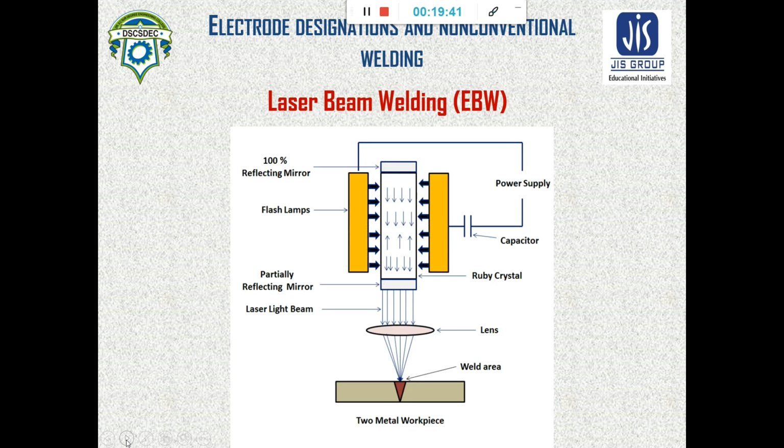In this figure you can see a laser has been pumped, and by pumping, the laser light comes out from the laser cavity, or the laser crystal, and that light beam is focused by a focusing optic onto the workpiece, and the material can be joined in lap joint or butt joint formation. So this is all about non-conventional welding processes.